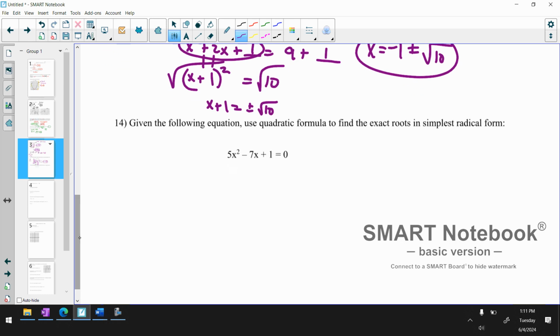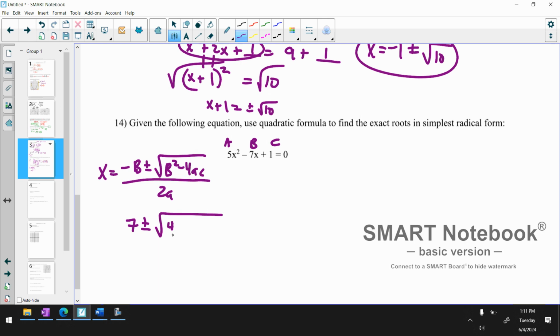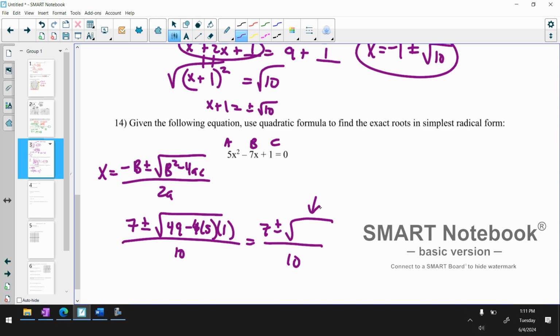All right. Quadratic formula. Again, you got to memorize this. -b plus or minus the square root of b squared minus 4ac, all over 2a. A, b, c. So -(-7) is 7. 7 squared is 49 minus 4 times 5 times 1, all over 10. 7 plus or minus. This is where a lot of mistakes show up. What number is going to be under that? I got 29. No perfect squares. I can't do the heart method. That's my answer.